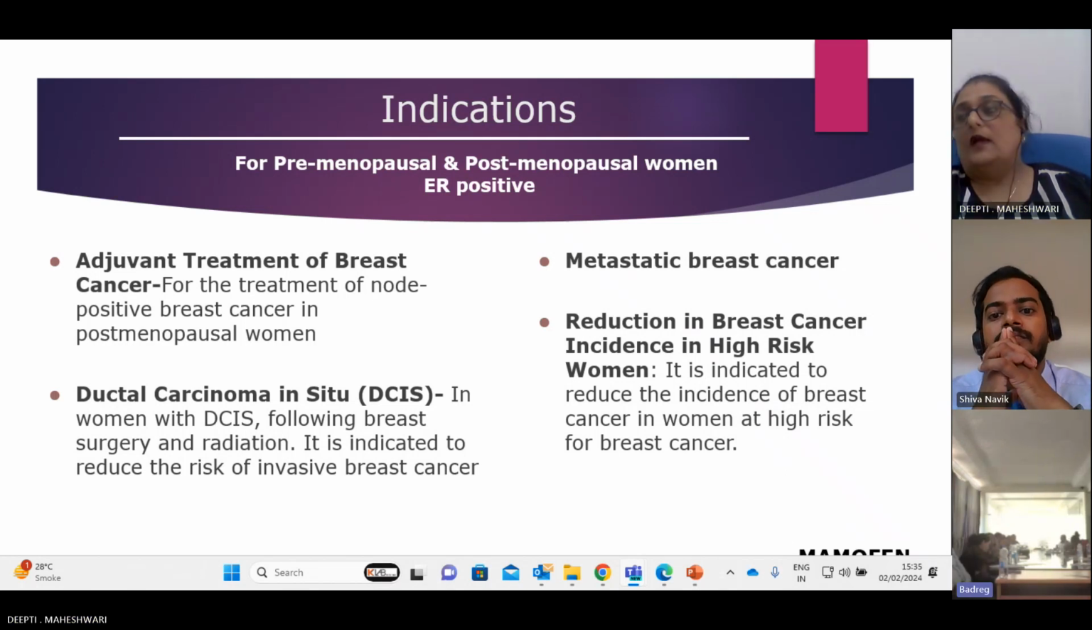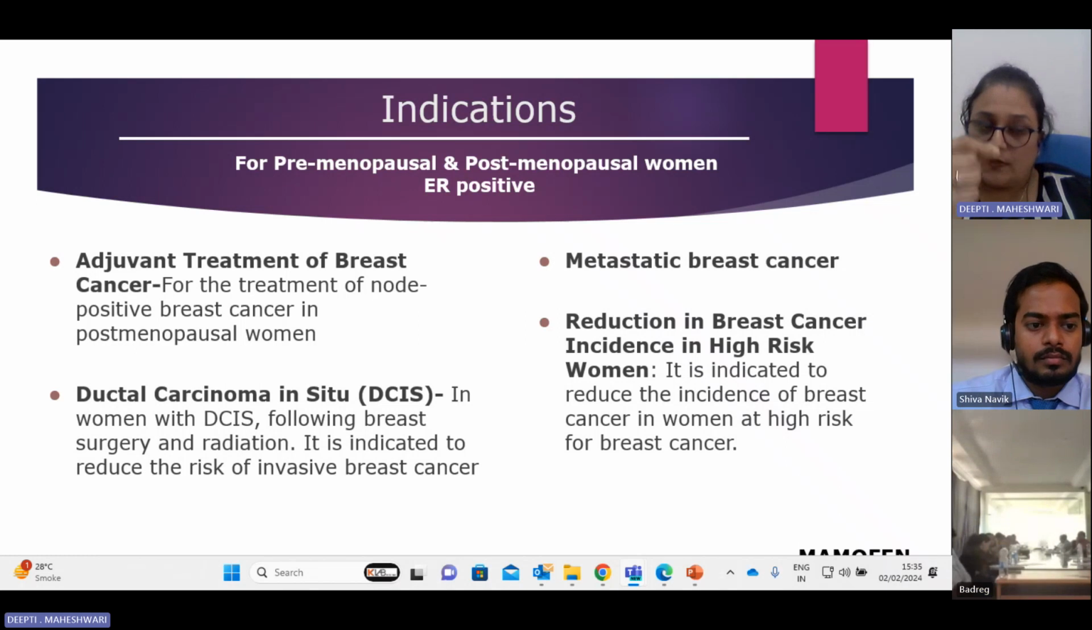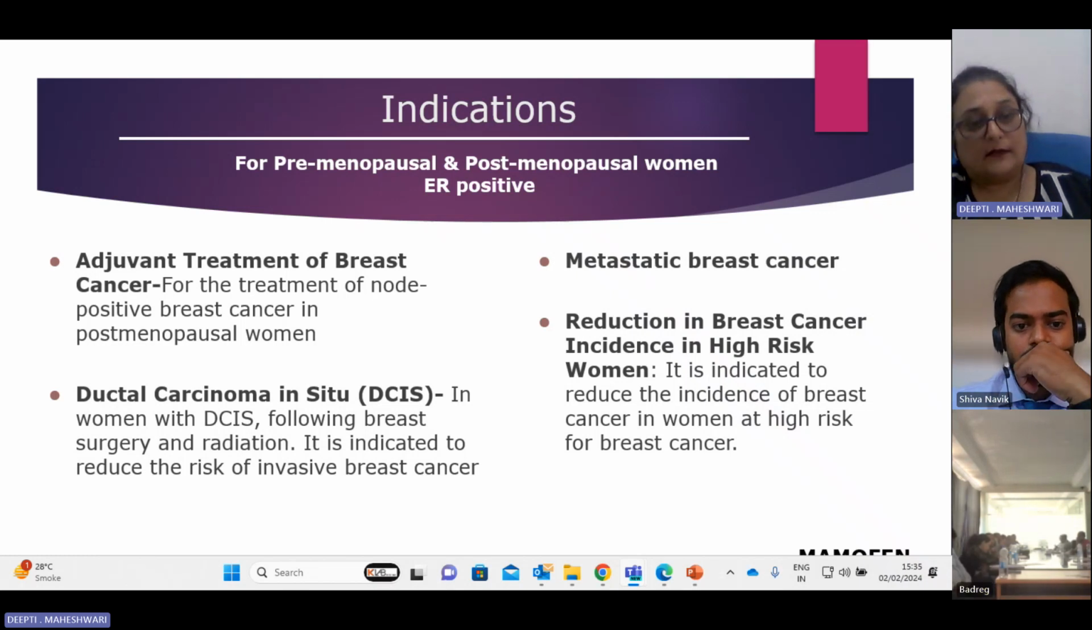So there, tamoxifen can be given. So in adjuvant treatment, it can be given, but where the females had one or two nodes or even more nodes which were positive, in such females tamoxifen can be given, right? It is also used for ductal carcinoma in situ. That means in women with DCIS following breast surgery and radiation, it is indicated to reduce the risk of invasive breast cancer. Now, what do you mean by ductal carcinoma in situ?